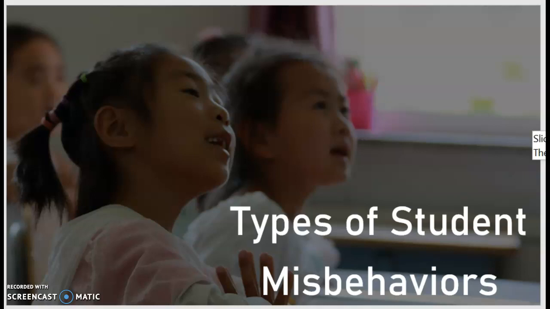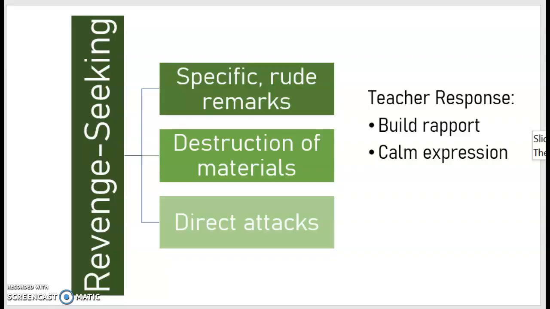So there are different types of student misbehaviors we're going to address next. There are 4 main types that Linda addressed throughout her research, and both the type of behavior, the characteristics that go along with that, and how the teacher should respond. So the first one that we're going to look at is the revenge-seeking behavior. That comes through specific rude remarks, calling out a specific person. It's very much a direct act or attack that is made by a student.